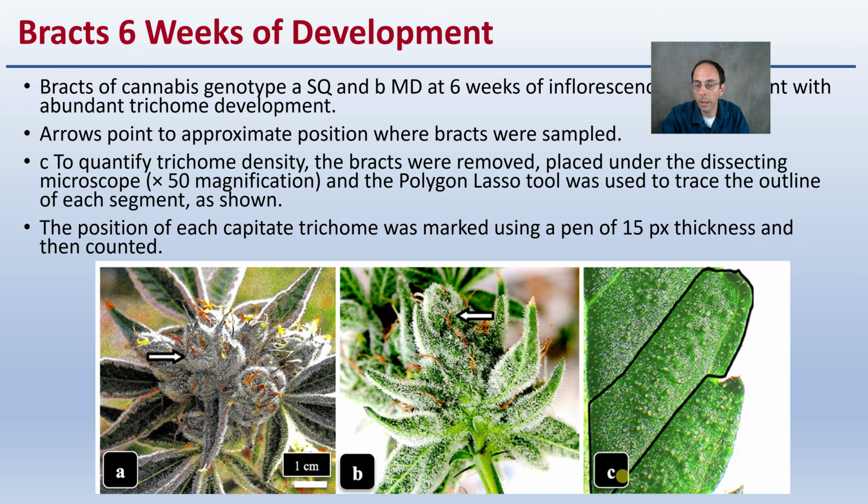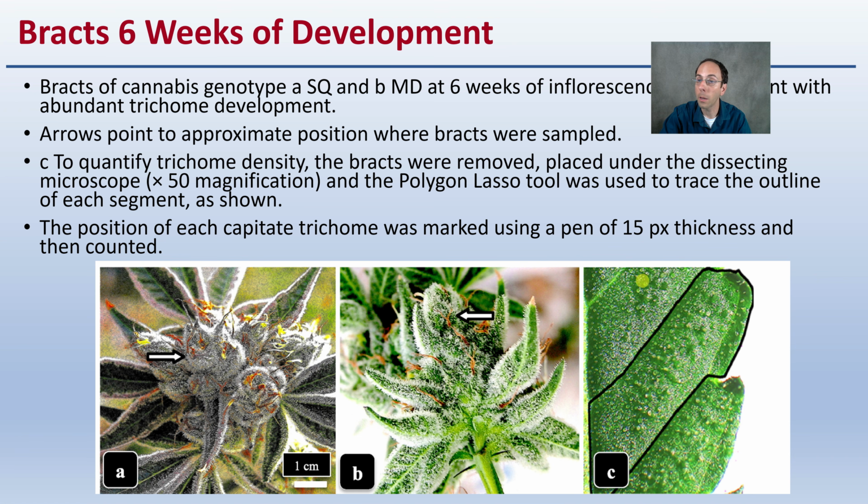Getting here to image part C, to quantify trichome density, the bracts were removed and placed under the dissecting microscope at 50 times magnification, and the polygon lasso tool was used to trace the outline of each segment, as we see here in the black outline there. The position of each capitate trichome was marked using a pen and 5px thickness, and then counted.